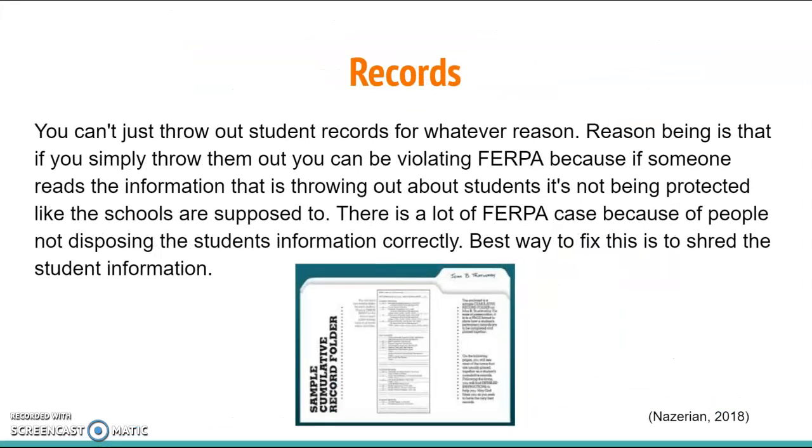So, with records, you can't just throw student records away. The reason being is because if somebody were to see these records, they would then not be confidential, and that would break the FERPA law. And so we need to make sure that we dispose of these properly. Just think of it: if it shouldn't be read, it should be shred.